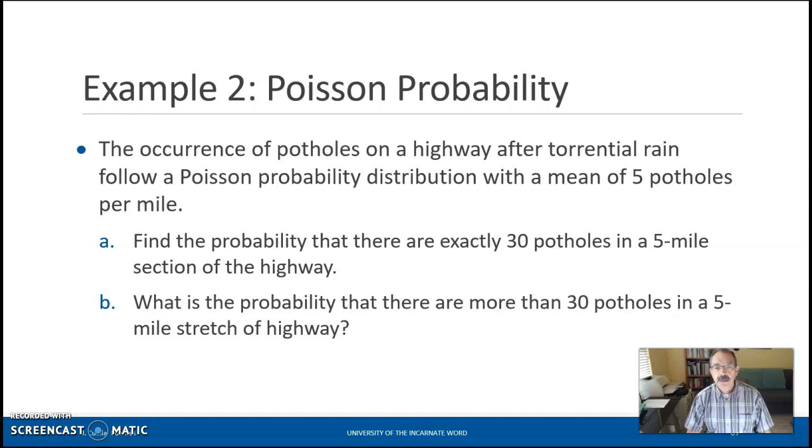This is part 8 of the recording of the Module 5 lecture. And here we'll continue showing some examples of the use of the Poisson probability distribution.